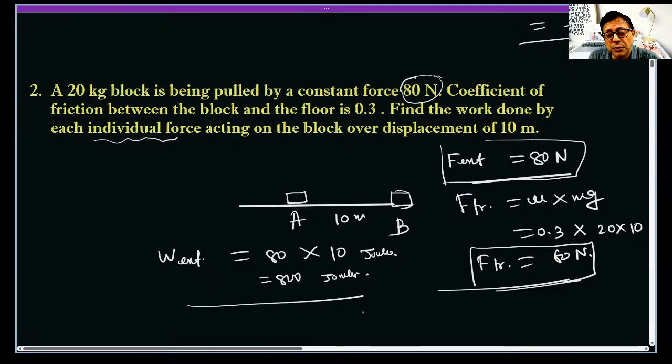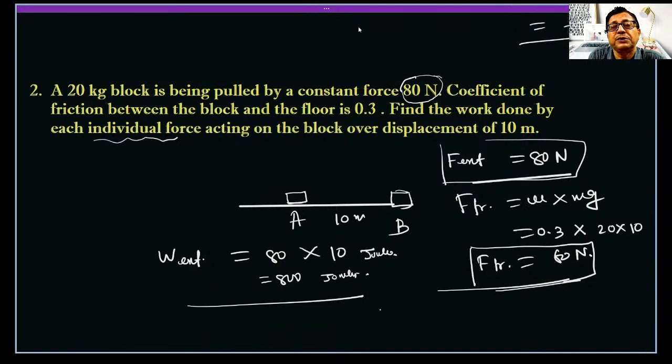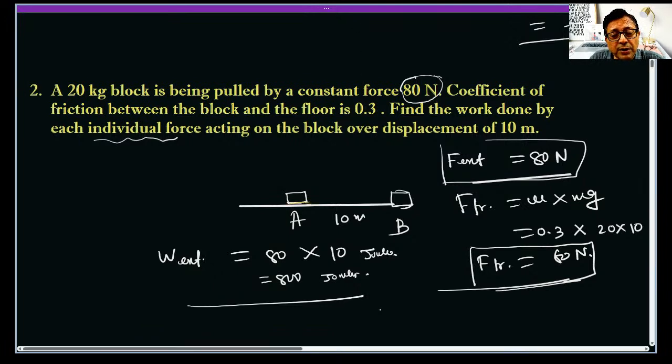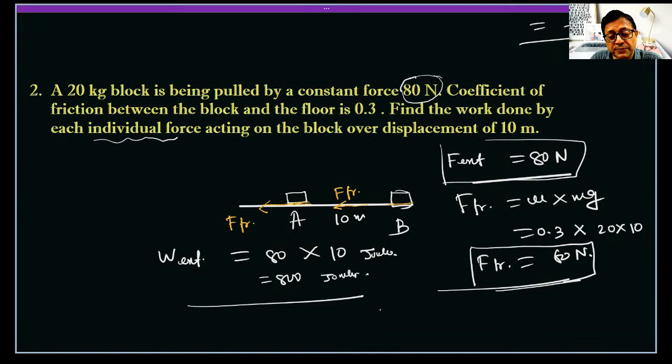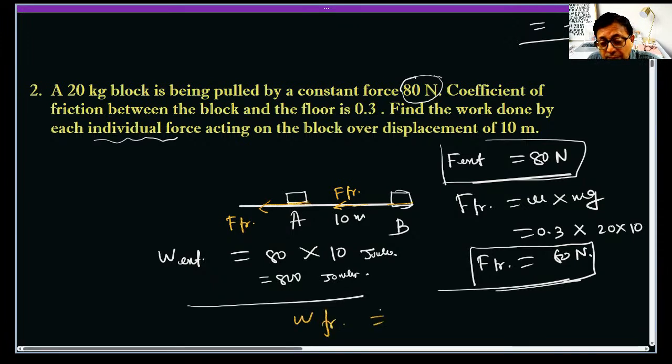Now, what is the work done by force of friction? If we are moving the object towards the right, then the frictional force comes into effect and acts in the opposite sense. So displacement is in a direction opposite to the force of friction. So work done by force of friction will be 60 into 10 cos 180 degrees. So this will be minus 600 joules. Clear? Very simple application.